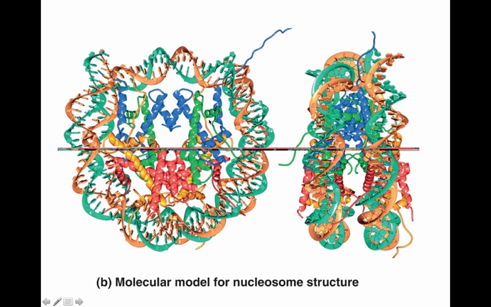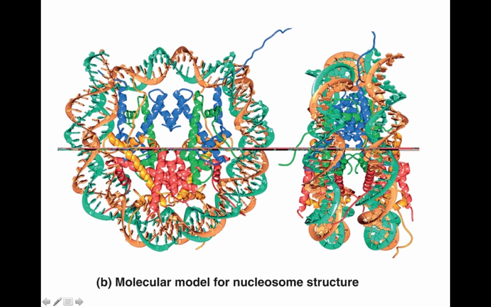Here's a ribbon diagram of a nucleosome. There are 2 molecules each of H2A, H2B, H3, and H4. And the DNA is wrapped around this. And you can see the relative structure or the relative size of the DNA versus the proteins. DNA is a very large molecule, and the proteins in the middle are a bit smaller.